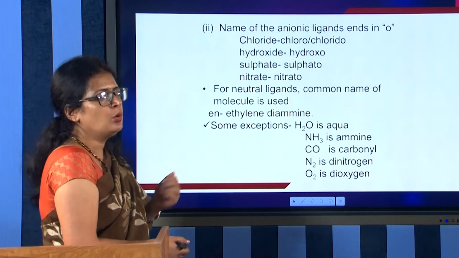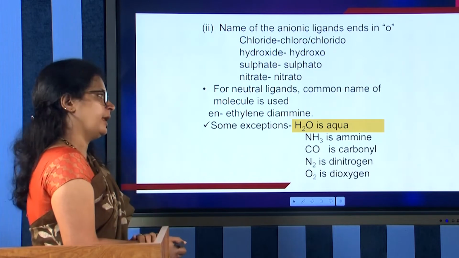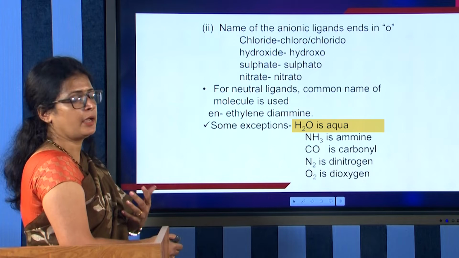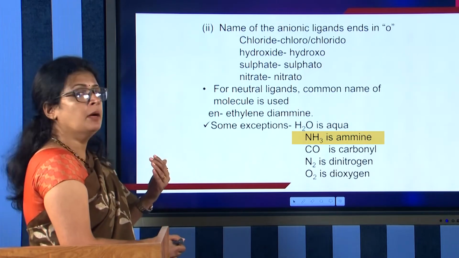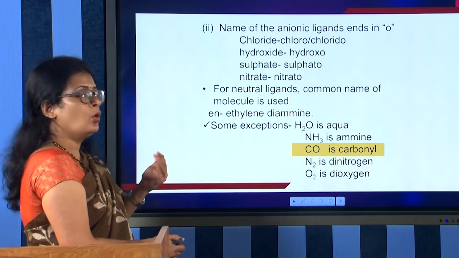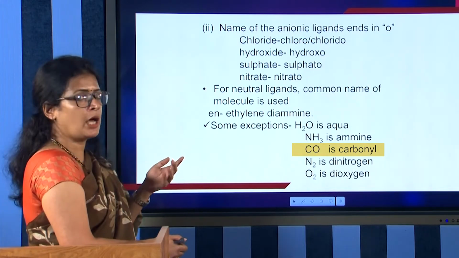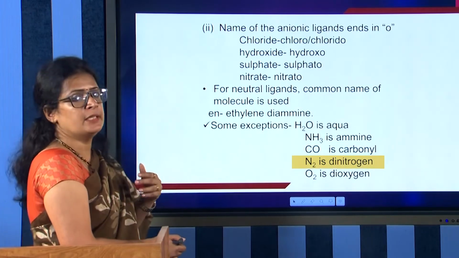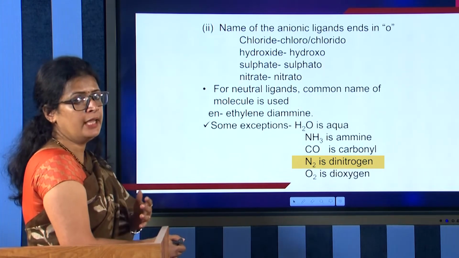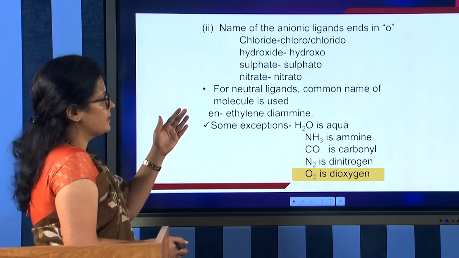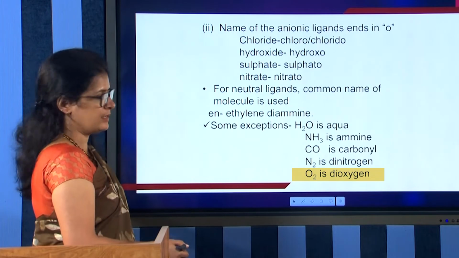See, the H2O molecule is a neutral ligand, but it is named as aqua. NH3 is amine. It is also a neutral ligand. CO is carbonyl. CO is carbon monoxide, but the name is carbonyl. N2 is dinitrogen. O2 is dioxygen. And this is the way to name the ligands.